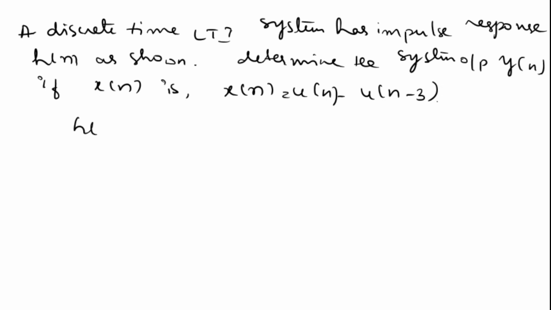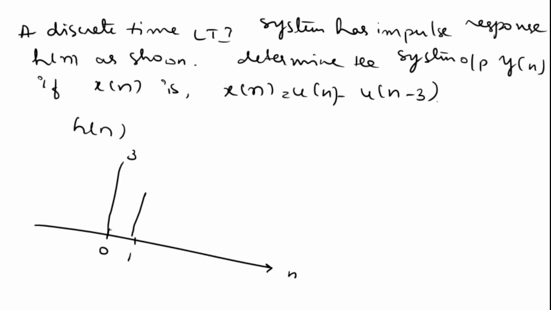H of n is given. At 0, the signal is 3. At 1, the signal is 2. At 2, the signal will be minus 1. At 3, the signal will be 1. And at minus 1, we have signal 1.